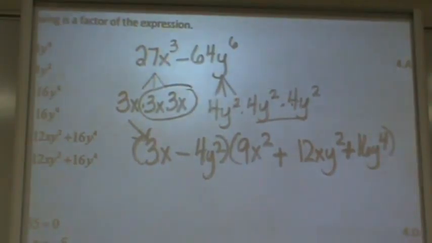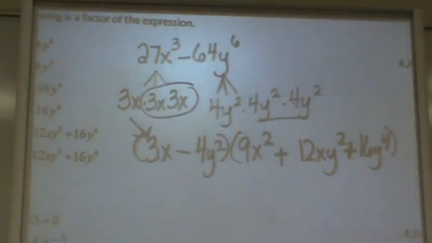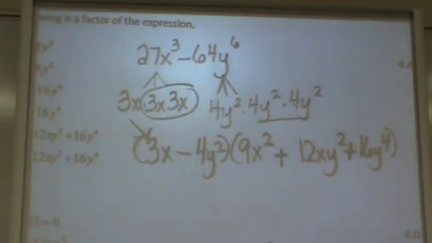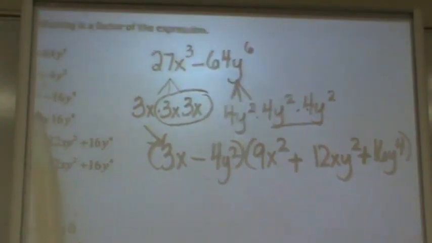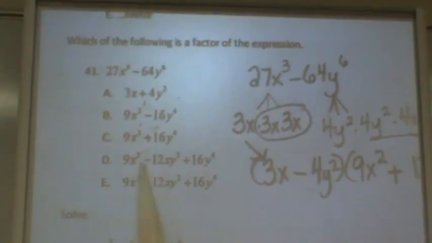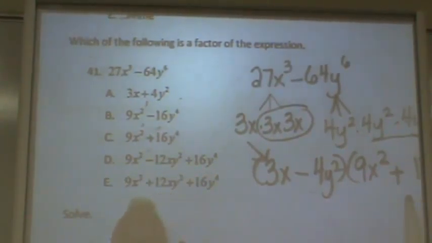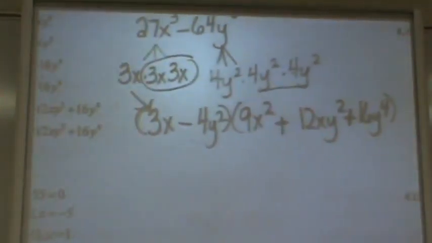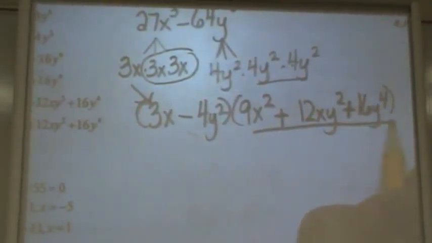So this is asking you, which of the following is a factor of the expression? Well, I don't see 3x minus 4y squared, because that's a plus sign, so that one doesn't work. That's not a factor, that's not a factor, so A, B, and C are not factors. It looks like it's going to be D or E. E is this factor right here.